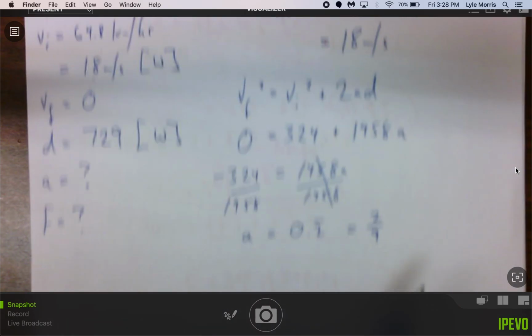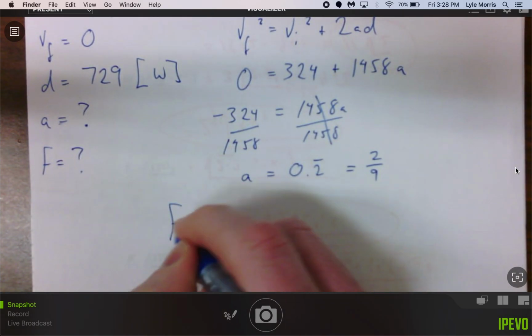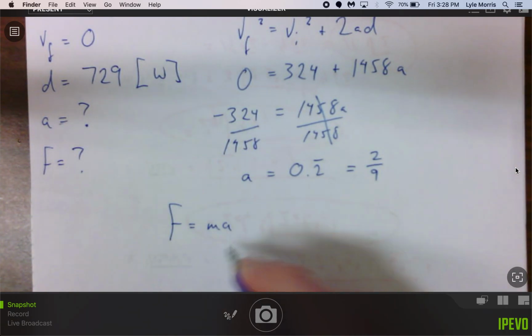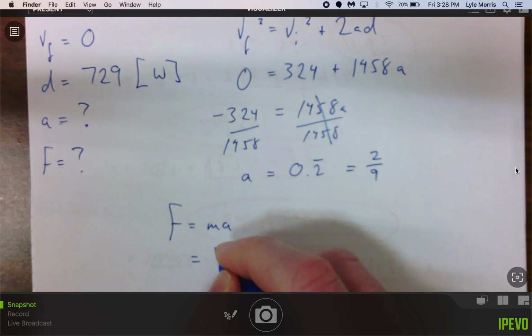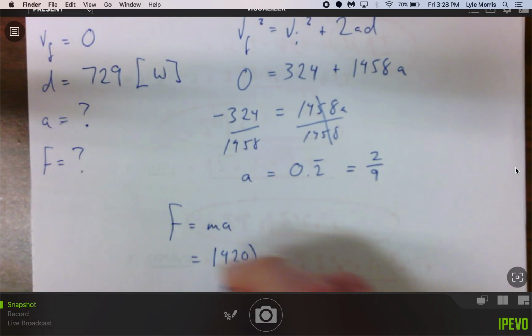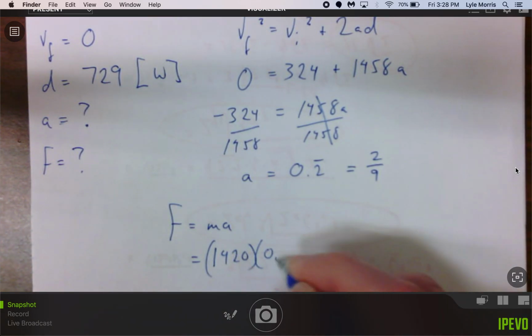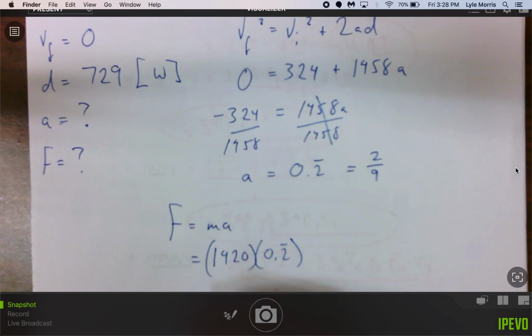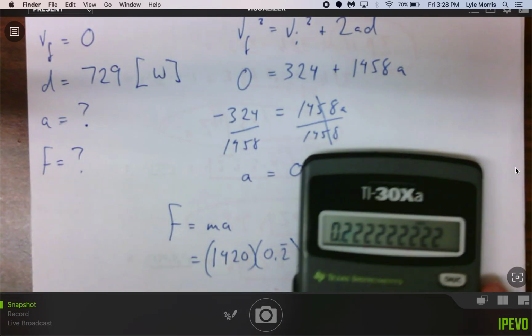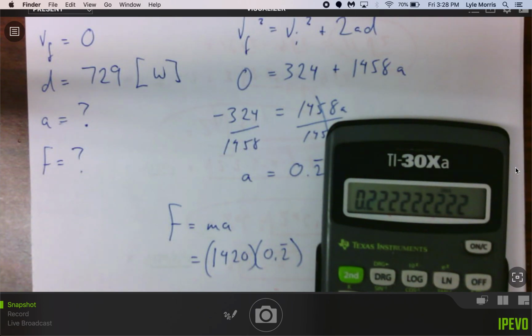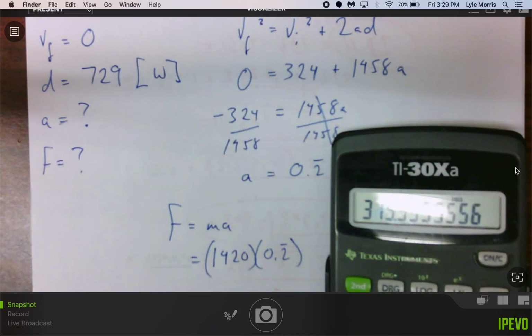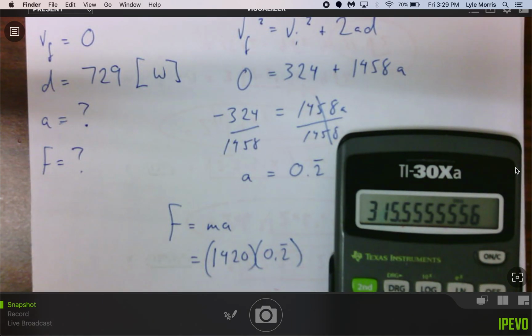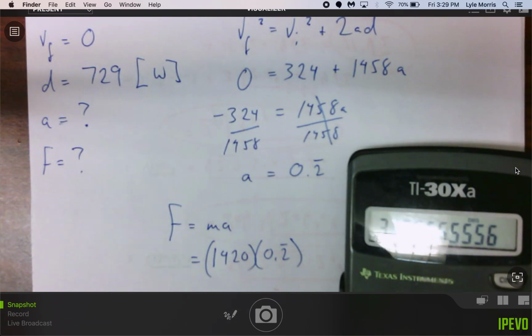Now we need to get our force. Easy peasy for now. F equals ma. The mass of this car is 1,420. This is a car, right? Yeah. 1,420 times 0.2 repeating, or 2 over 9. Still in my calculator, so I just have to multiply by 1,420. 316. This is probably 2 sig figs. No, it's all 3 sig figs. So it's 316.